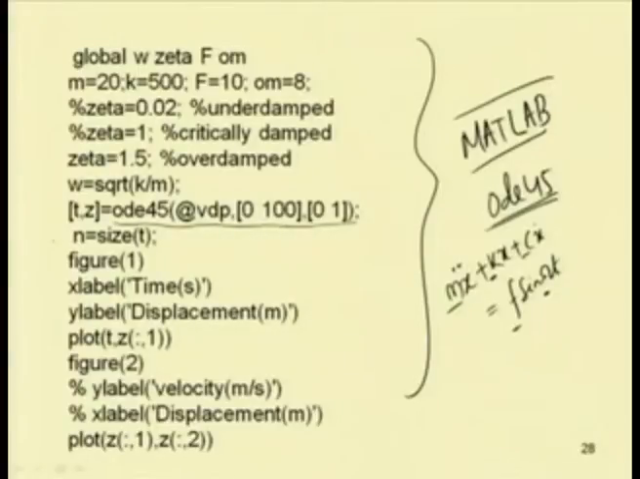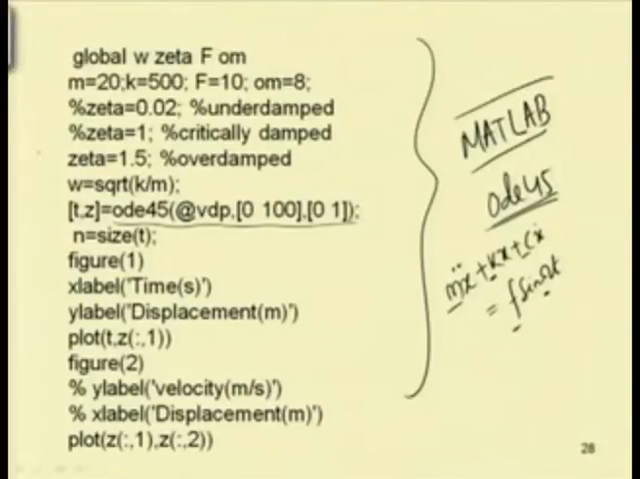So, Tz equal to omega ODE 45 VDP. By taking this initial condition, one can take the time step and initial condition and find the response of the system. So, taking it 0 to 100 time step and 0 to 1 as the initial condition, one can find the response. So, n equal to, by putting this n equal to size t.